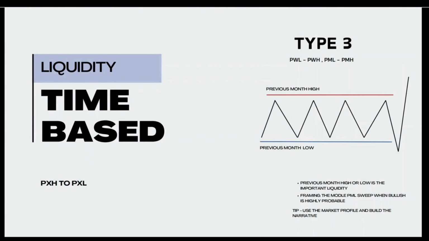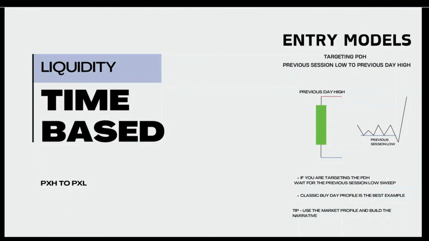Type 3, the previous week low to the previous week high, as well as the previous month low to the previous month high. This is like the previous day low to the previous day high, of course. So this is a major type of liquidity where you can frame the positional trades as well as the swing trades. So the entry models here, targeting the previous day high.